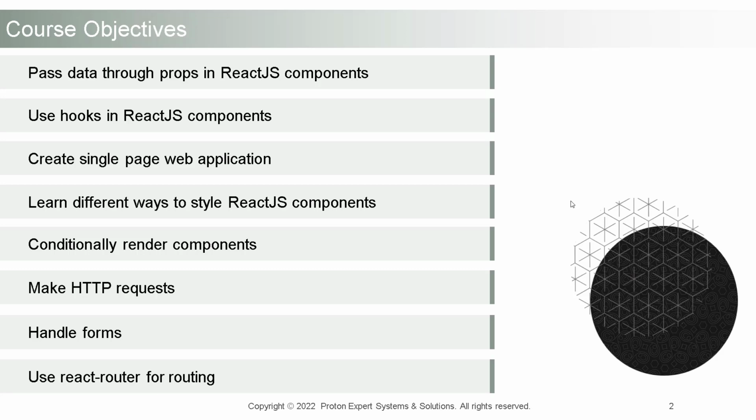By the end of this course, you would have learned the following things. You would have learned to pass data through props in ReactJS components. You would have learned how to use hooks in ReactJS components. You would have learned to create a single page web application, and the different styles using which you can style the ReactJS components. You would have also learned about conditionally rendered components. You would have learned how to make HTTP requests, to handle forms, and to use React Router for routing.